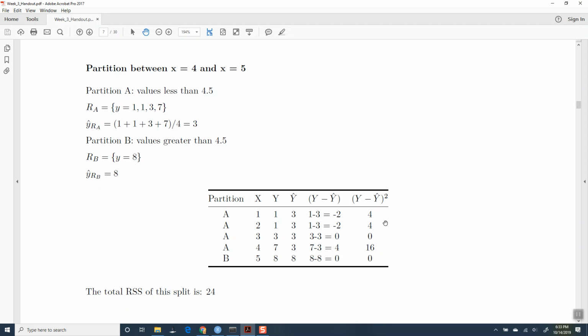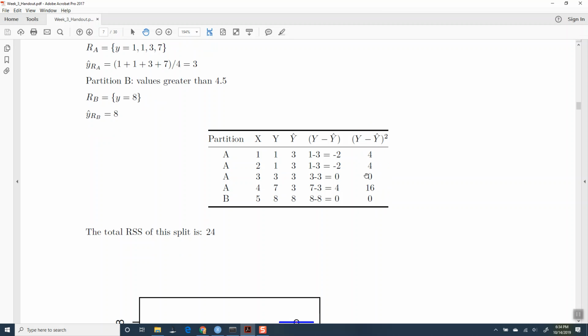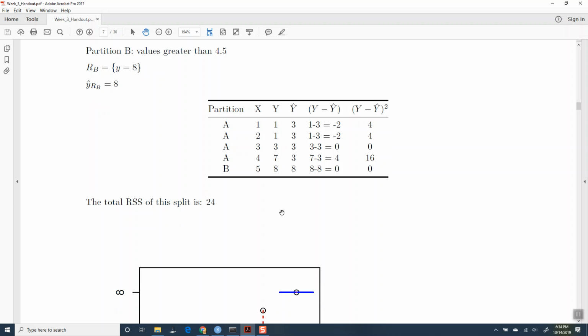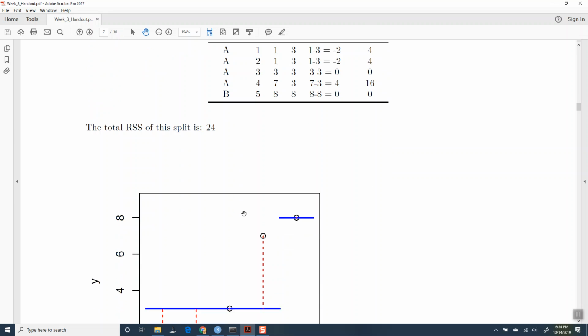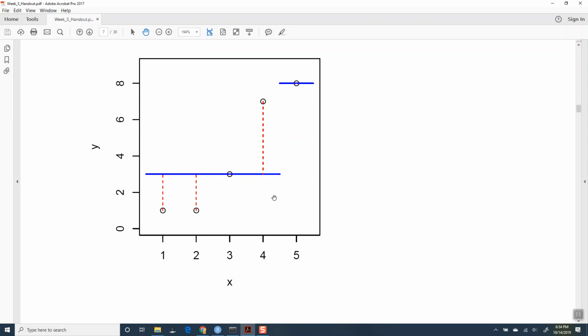And then I square those residuals, and I get 4, 4, 0, and 16, and 0, okay? And so if I sum up these things, the total RSS of this split is going to be 24, right? And so we can see, this is probably not the optimal choice, okay? Because even though it predicts this value perfectly, there's a huge residual here and pretty big residuals over here, okay? So anyway, that's what we have.